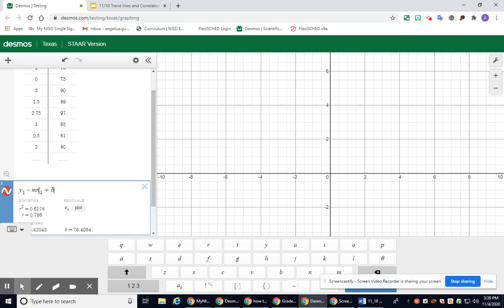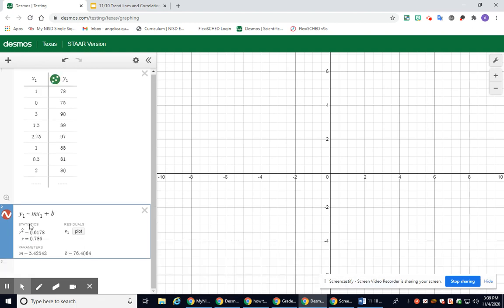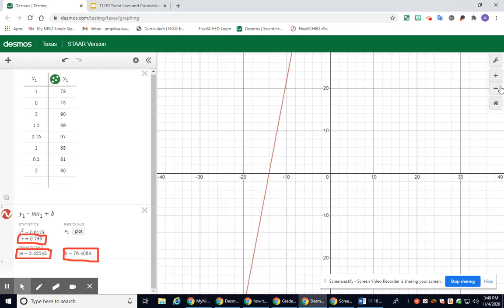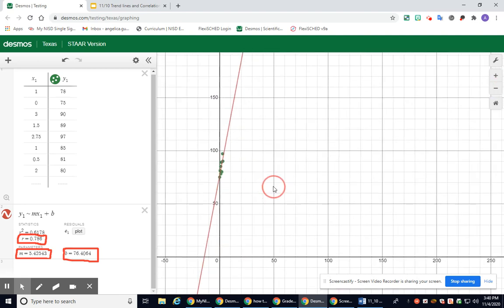Because we use this linear regression, we are using Y1 approximated to m x1 plus b, where m and b are going to be your slope and your y-intercept. So what you need from this information is R, which tells us the correlation coefficient, m, which identifies your slope, and b, which identifies the y-intercept. If I try to look at my graph, I don't see anything on my graph. So I can zoom out, and there's my line of best fit.